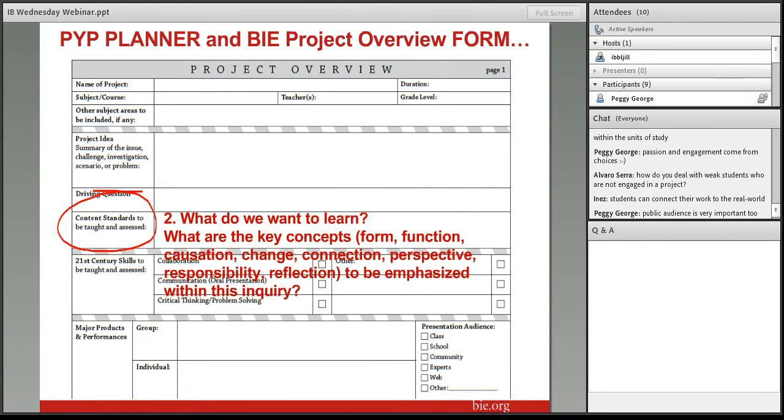Content standards. What do we want to learn? What are the key concepts? So if we look at PYP: form, function, causation, change, connection, perspective, responsibility, and reflection to be emphasized within this inquiry. So as we look at the content standards to be taught and assessed, how are we assessing? Is it through reflection? Is it through how our students are developing their perspective, looking at the changes that can be made within that unit of inquiry?